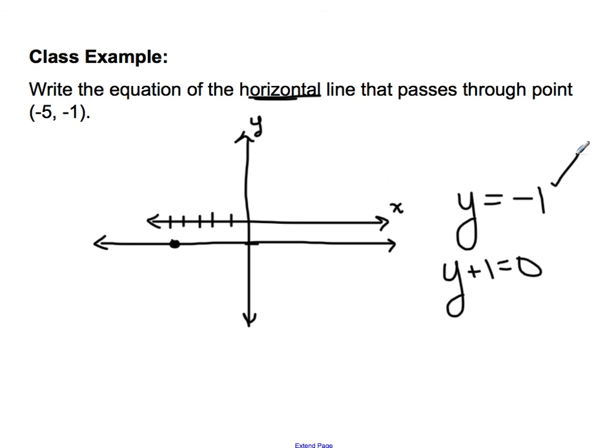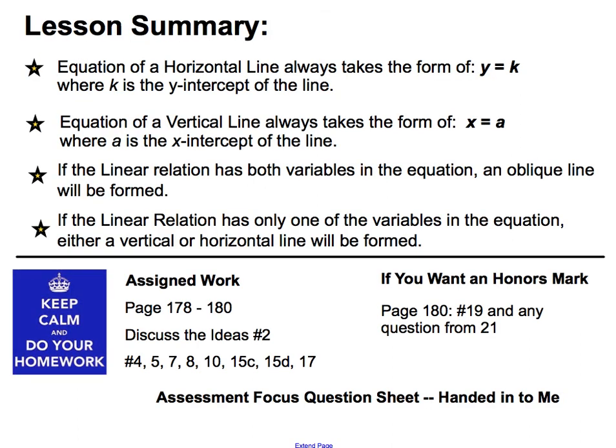Okay. And that's it. So we've learned that linear relations come in two different forms: slope-intercept and standard. That was what we covered in part 1 of this lesson. Then we talked about horizontal lines. We talked about vertical lines, and they only have one variable, where oblique lines have both the independent and the dependent variable. And we learned how to graph both horizontal and vertical lines.